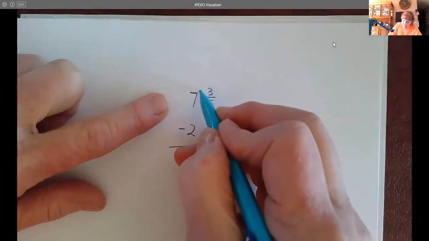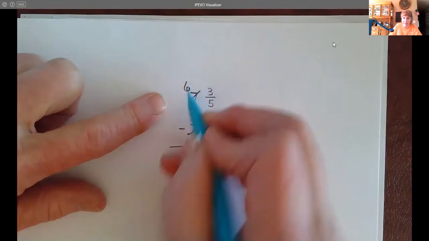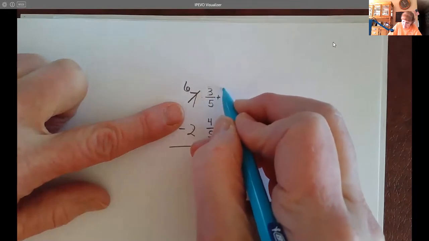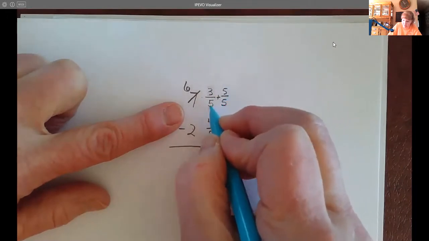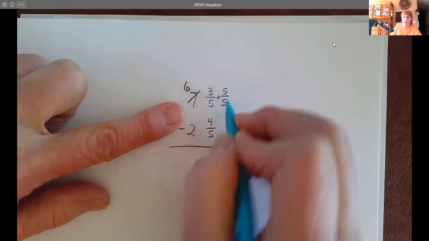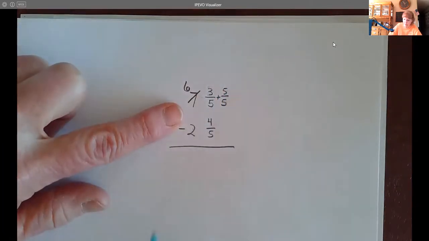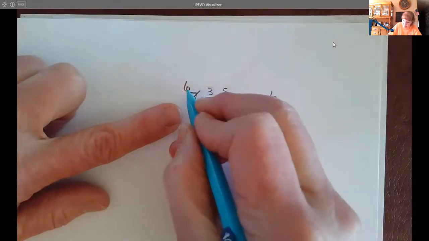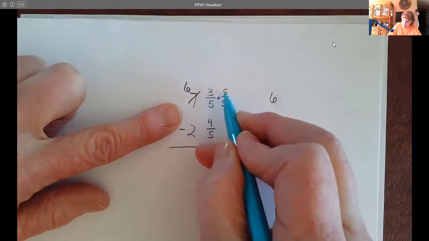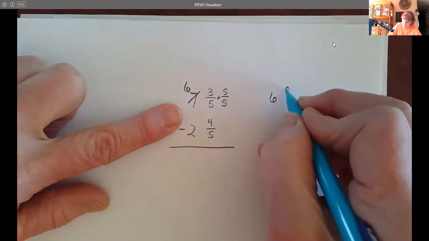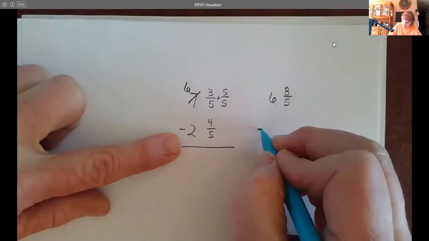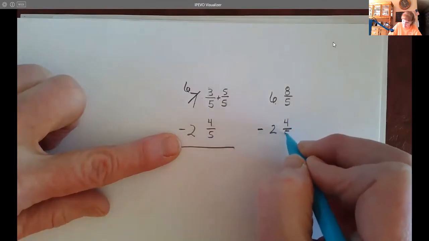So we're going to borrow from the 7. It becomes a 6. That 1 we're going to add to our fraction. So because it's fifths, I'm going to add my 1 as 5/5. Always match your denominator. So we end up with 6. There's our 6. This is 8/5. Okay. And this is minus 2 4/5.